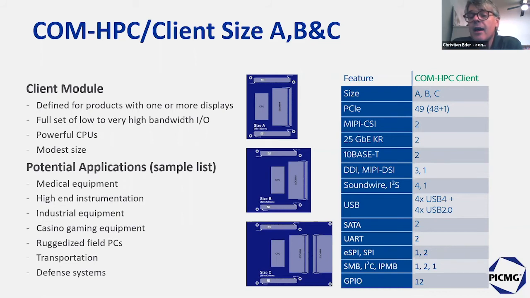But we have 4 display interfaces, DDI, digital display interfaces, and MIPI DSI can also be used as embedded DisplayPort. And we have a lot of sound possibilities. It's also SoundWire, a kind of new sound interface that is in there, and also I2S. A lot of USB 4, you see 4 times USB 4. So that's a tremendous amount of performance as well.